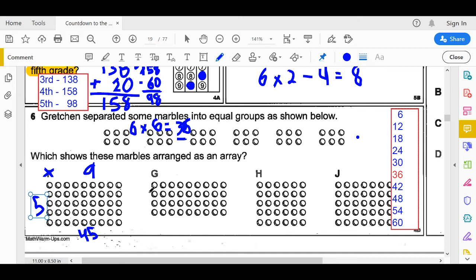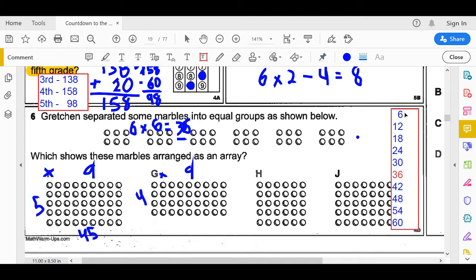Let's go for letter G. 1, 2, 3, 4. 4 like this, and let's see how many. 1, 2, 3, 4, 5, 6, 7, 8, 9. 4 and 9 right there. What is 4 times 9? If you don't remember, we can also do our tables of 4 or our tables of 9 if you want to. Any of the tables is going to be fine.